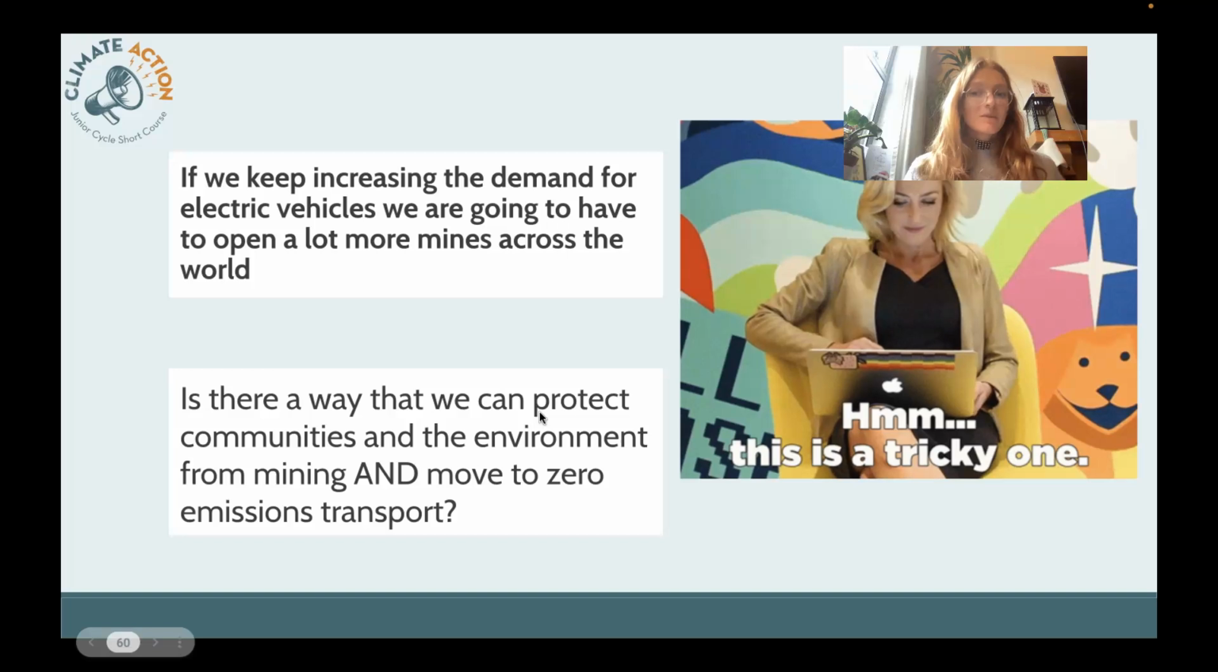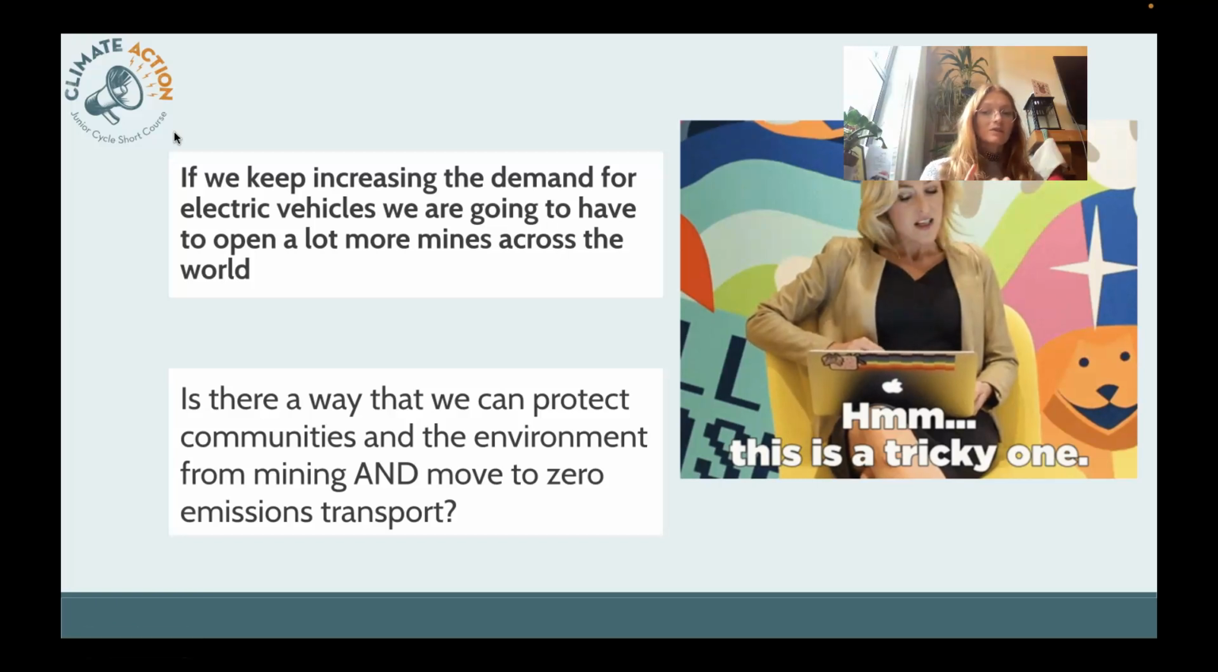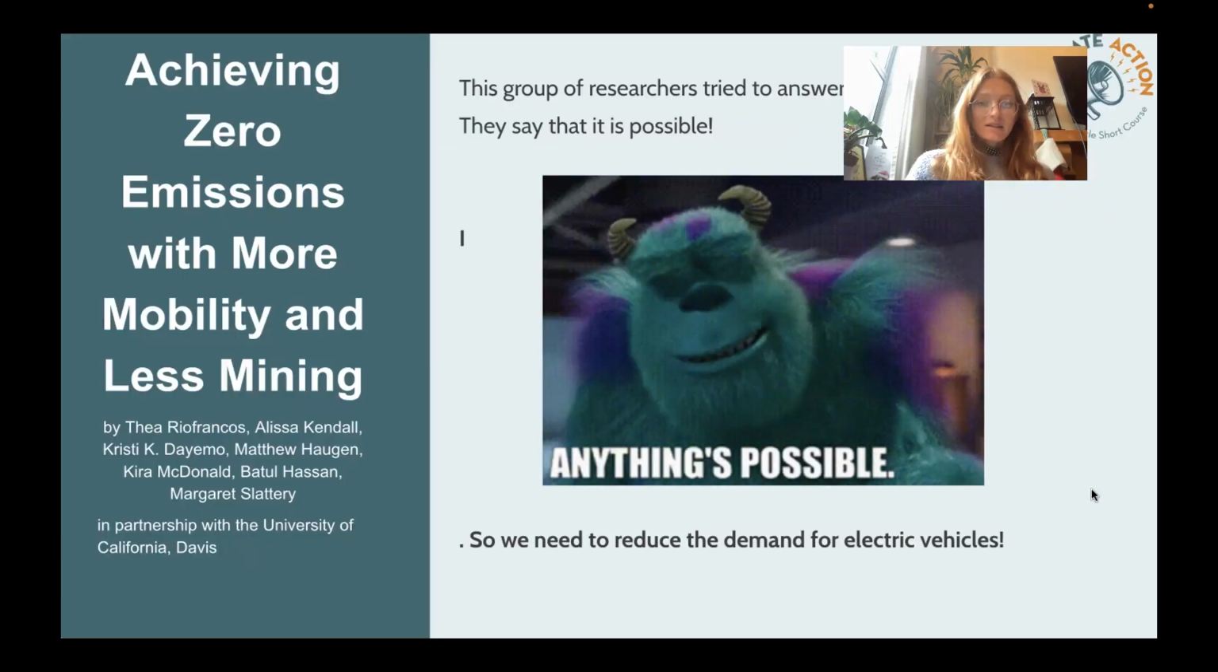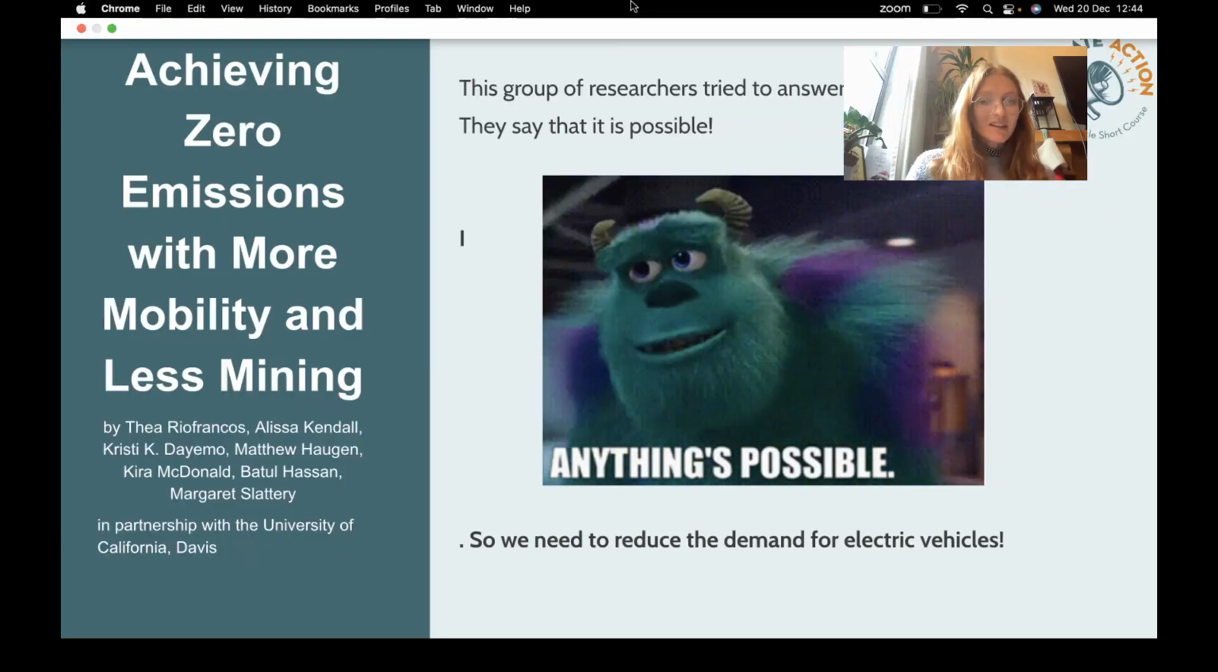If we do keep increasing the demand for electric vehicles, we will have to open a lot more mines across the world. So is there a way that we can protect communities and the environment from mining and move to zero emissions transport? So this is a paper.